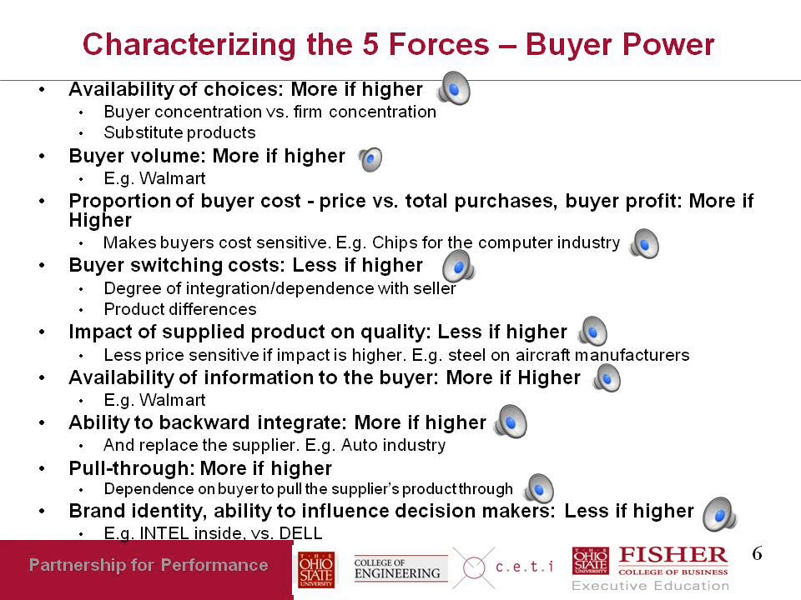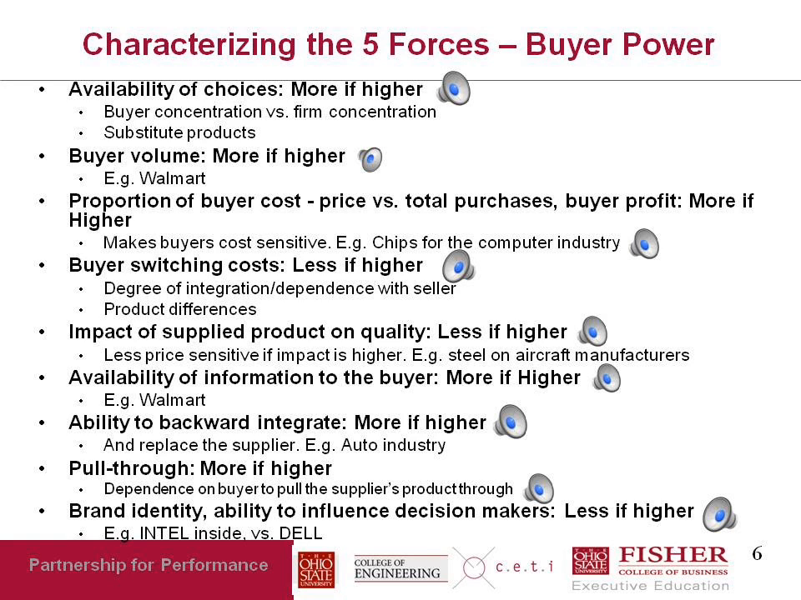The characteristic of brand identity, or the ability to influence decision makers, also impacts buyer power. So what this means is the following. Suppose I'm a seller. So suppose I make a product, I'm the buyer, and I buy something from a supplier. And people are buying the product from me because of the brand identity of the supplier versus my brand identity.